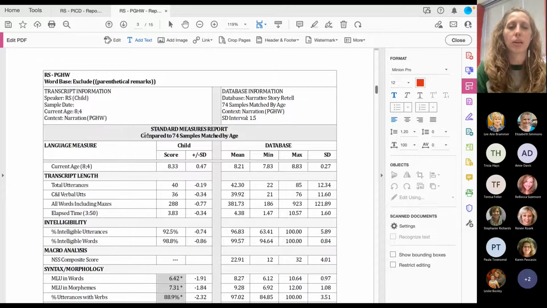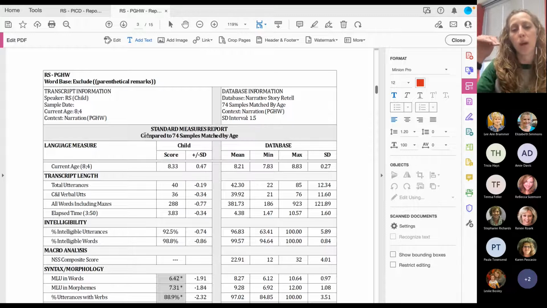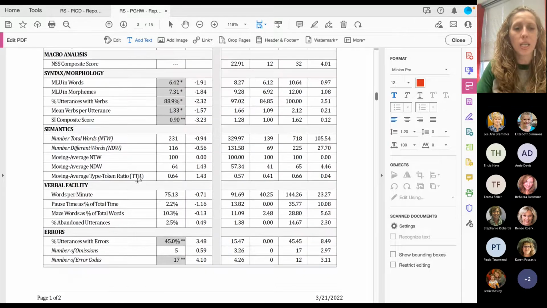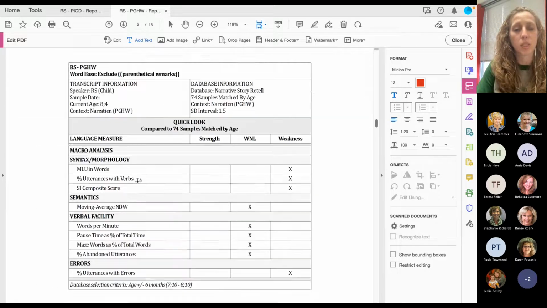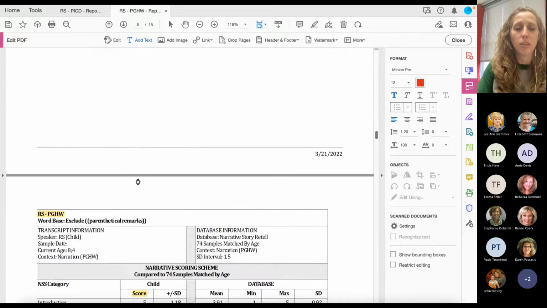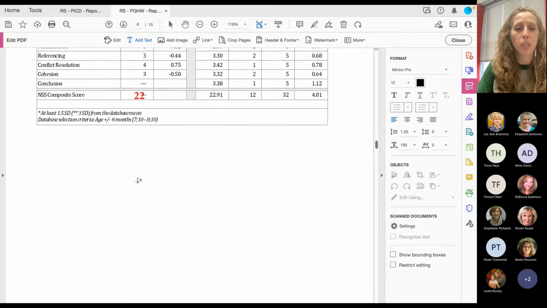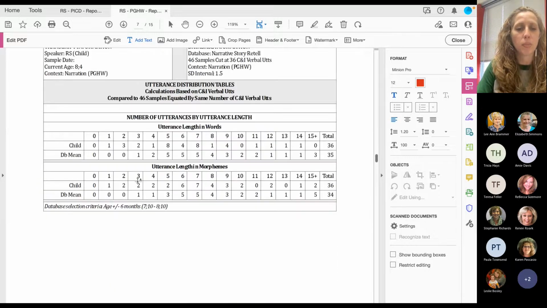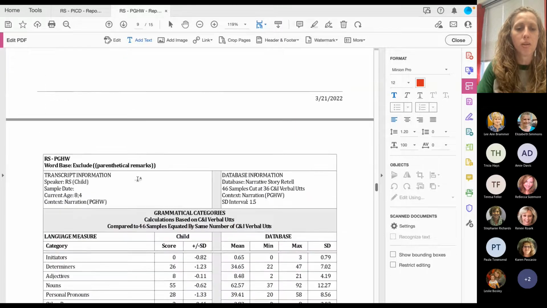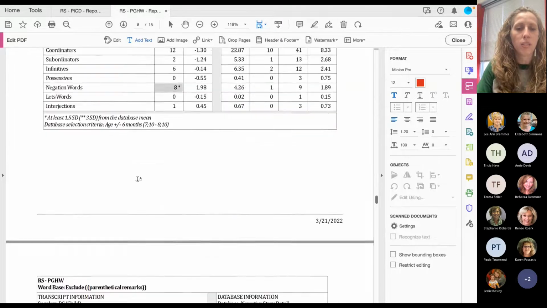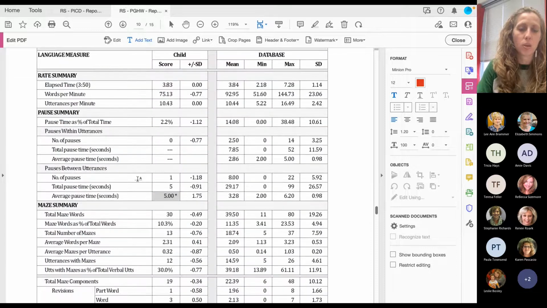The shaded boxes are areas where they fall more than 1.5 deviations below the mean. So without even looking at what they are, I can see that most of these are within normal limits. And like I said, I'm just going to scroll quickly, and you can see even without stopping to look, I'll explain that one in just a minute, that a lot of these things are within normal limits. So he's got lots of good, strong skills.